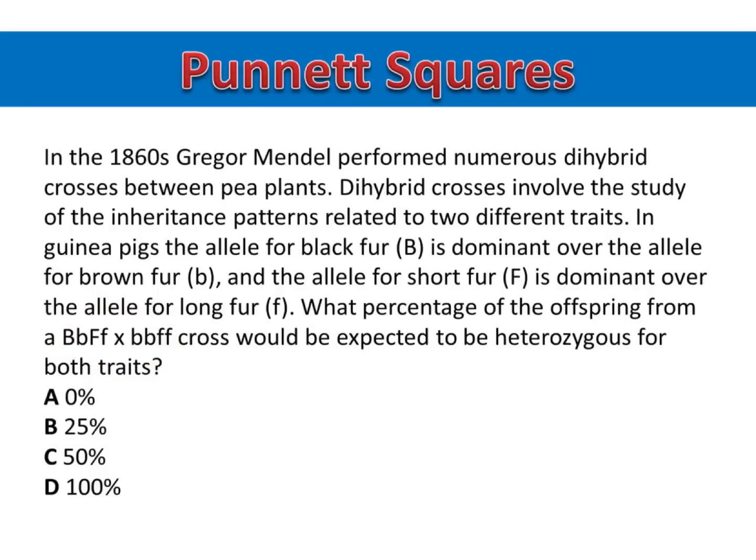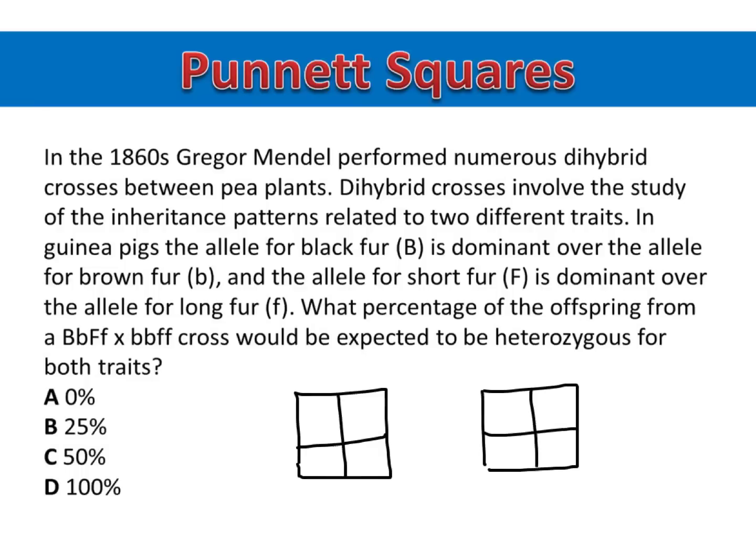And since I have two traits, I'll need two Punnett squares, and I can fill them in. So my first Punnett square is going to be about fur color. So I have big B crossed with little b, and I can fill that in.